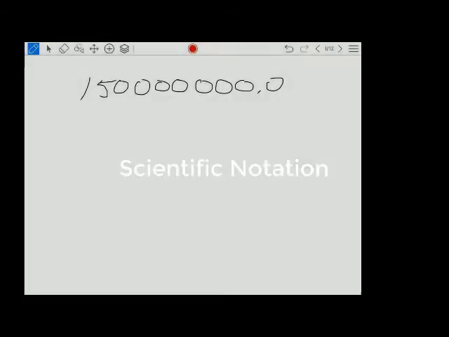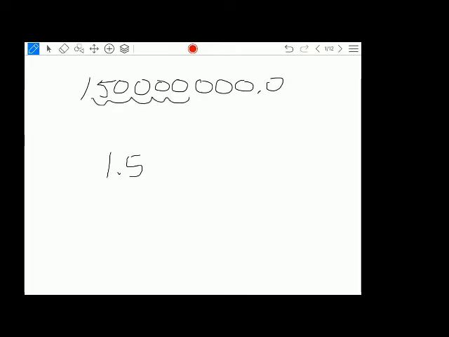First, let's review scientific notation. Let's start with a big number, 150 million. Expressed as scientific notation, we will always start with one number dot another number, and then we will simply count zeros left to right. 1, 2, 3, 4, 5, 6, 7, 8. I have 8 digits that I need to move my decimal. So my number then is expressed as 1.5 times 10 to the 8.